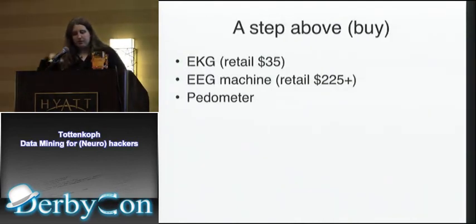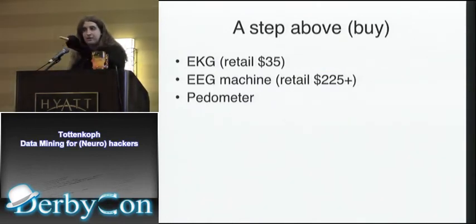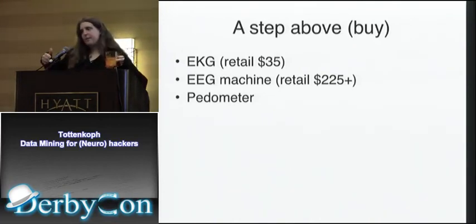You can also go a step above, buy your own EKG to track your heart rate. They retail at least $35 for the cheaper models. An EEG machine, which tracks your brain waves, those are about $225 plus. And then a pedometer, which, how cheap are they now? They're probably like 10, 15 bucks plus. I think McDonald's was giving them away with Big Macs one year. Walk your fat ass over to McDonald's and buy a Big Mac.